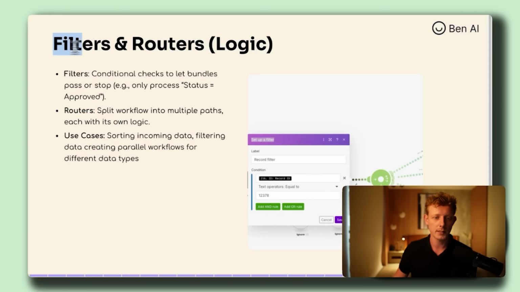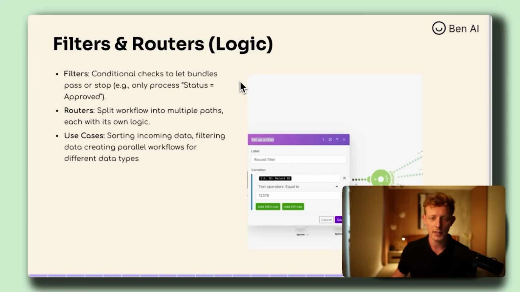So that brings us to filters and routers, which you're in practice going to use quite a lot when you're building automation systems. Now, filters speak for themselves. Basically, they are conditional checks to let bundles through or not, for example, only process status is approved. Routers split workflows into multiple paths, each with their own logic or actions. Use cases can be to sort incoming data, filter data, or create parallel workflows for different data types or records.